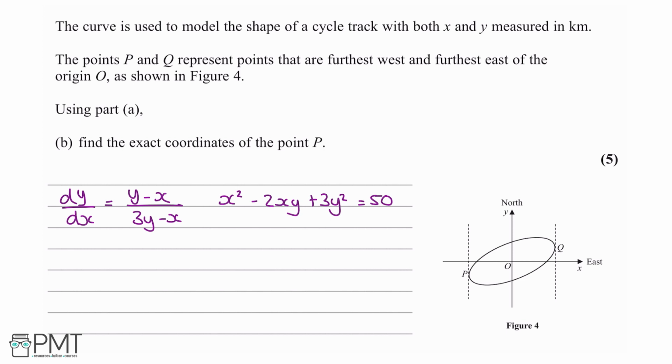I'm going to highlight that the points P and Q are furthest west and furthest east. Okay. I'm going to highlight we need to use part A, and I'm going to highlight we need to find the exact coordinates of the point P. So now we have this information, let's get started.